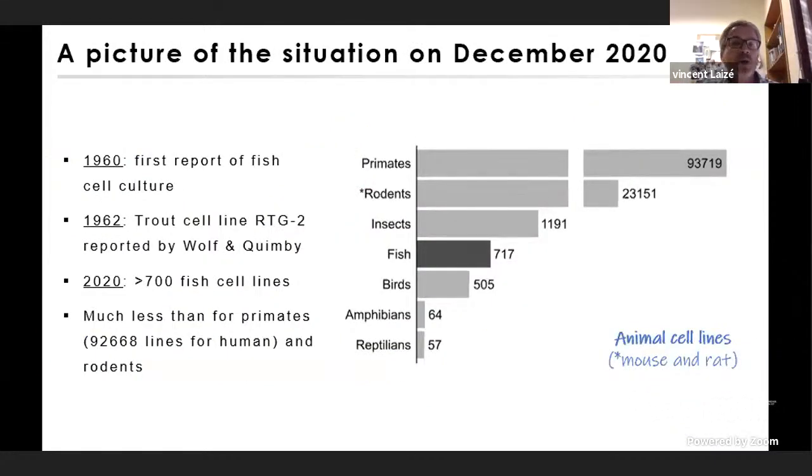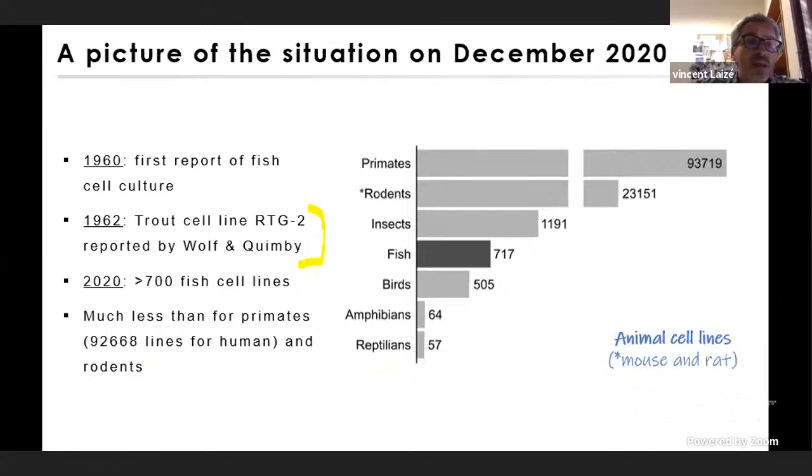So now let's talk about the current situation, as of December 2020, regarding fish cell lines. The first report of a successful culture of fish cells dates back to 1960. At that time, mammalian cell culture had been a routine laboratory technique for quite some time. But the first cell line of fish origin was developed in 1962 by Wolf and Quimby from rainbow trout gonad, and it's called RTG-2. And amazingly, 60 years after the development of this cell line, it's still in use, still working just fine.